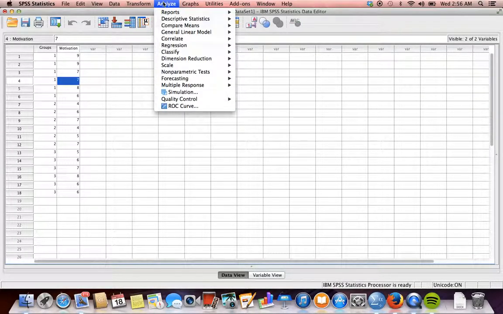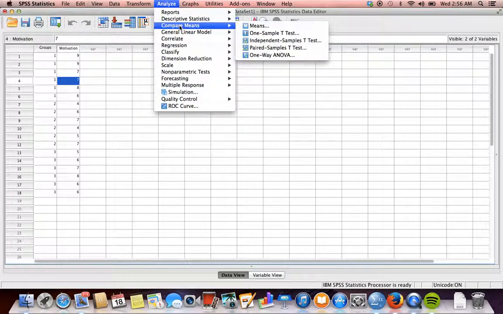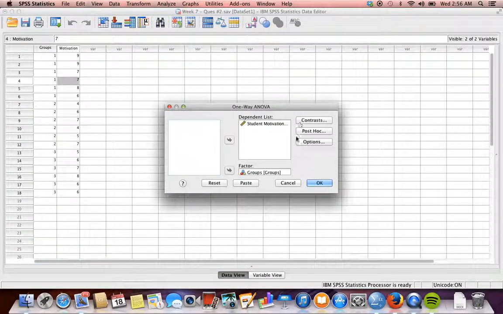So if you go to Analyze, Compare Means, One-Way ANOVA, and then you put your groups in the factor area and you put your student motivation in the dependent list and click OK. Again, this is a quick, brief overview of how to enter the data into SPSS.